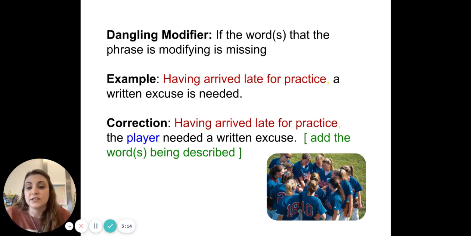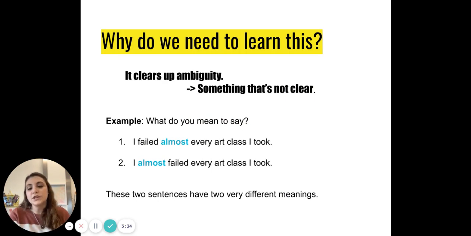A dangling modifier is if the words that the phrase is modifying are not there. Having arrived late for practice, a written excuse is needed. Well, who's arriving late for practice? Who needs a written excuse? The sentence leaves out that noun, right? So we're going to add the word that's being described. Having arrived late for practice, the player needed a written excuse. Much more clear writing.